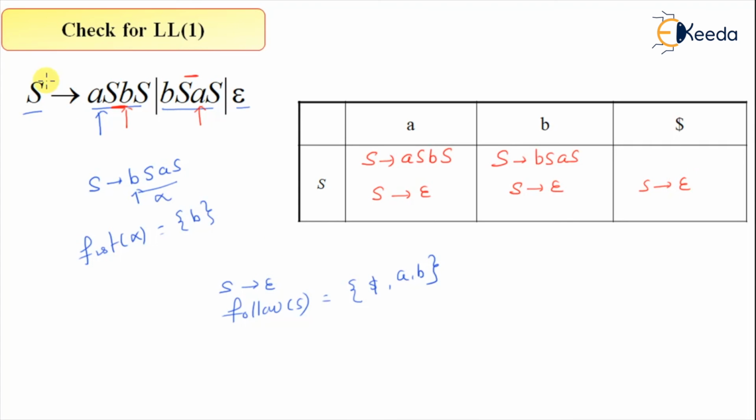Now you can see that there is a multiple entry situation, and we are not looking for more than one. Only one such situation is enough to say that the given grammar is not LL1. So the given grammar is not LL1. That's all for this discussion. Thank you.